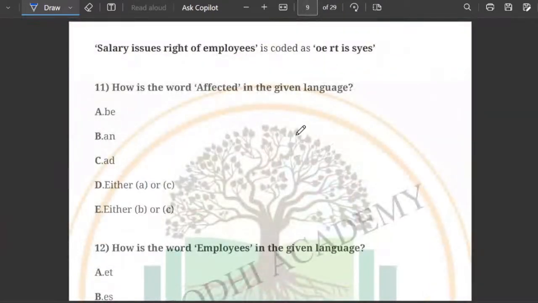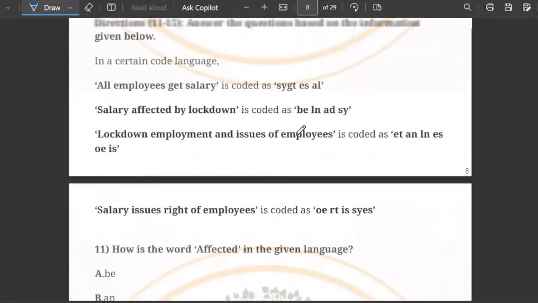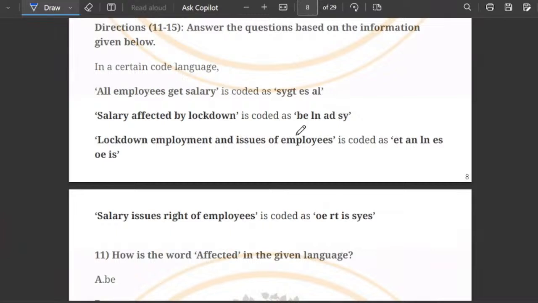Now, question number 11. Let's see. Similar question. All employees, a little bit different trick is required here. All employees get salary. Salary affected by lockdown. Lockdown, employment and issues of employees. Salary issues, right of employees.